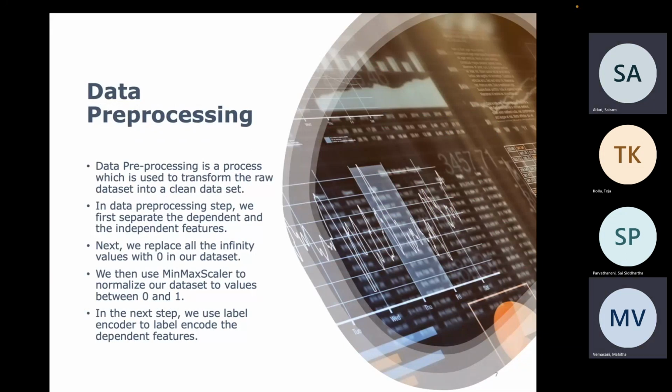Coming to data pre-processing. Data pre-processing is a process used to transform the raw dataset into a clean dataset. In the data pre-processing step, we first separate the dependent and the independent features. Next, we replace all the infinity values with 0 in our dataset. We then use the min-max scaler to normalize our dataset to values between 0 and 1. In the next step, we use a label encoder to label encode the dependent feature.